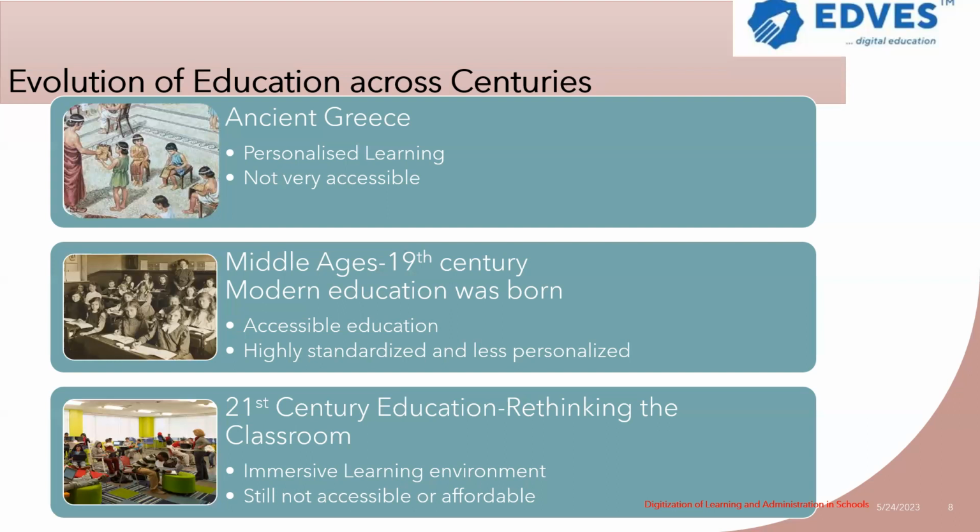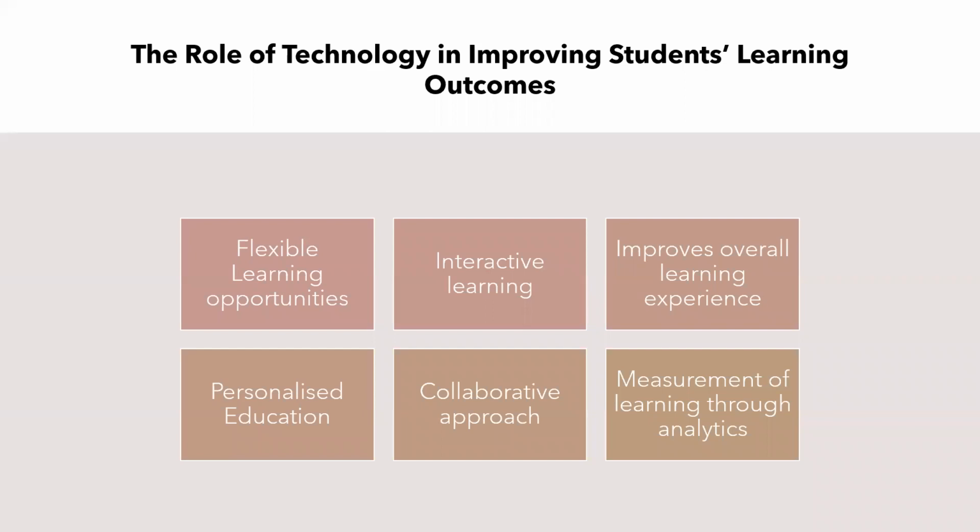So the whole idea is, how do we make it accessible? How do we make it affordable? How can we reach out to the interior villages and still make those children learn? And that is the role of technology. The role of technology is to create flexible learning opportunities. So this video I'm creating right now can be sent to a teacher in Makurdi, or a teacher in Zamfara, or a teacher in a village in Anambra or in Enugu, and they will get to learn and benefit from this training. So that is flexible learning opportunity without constraint of time and space.